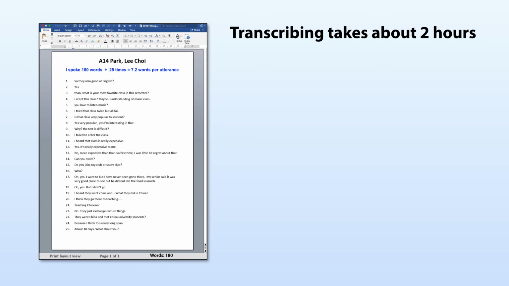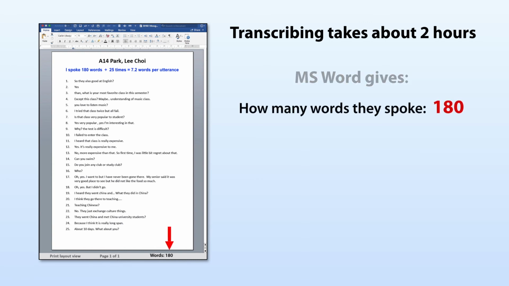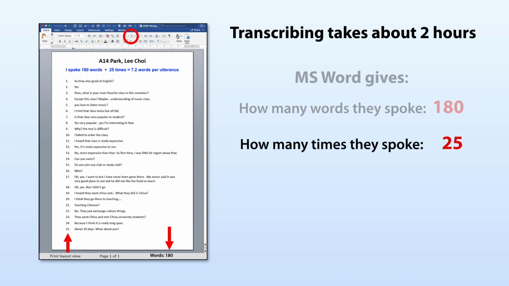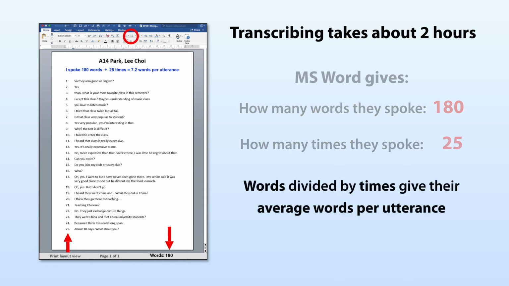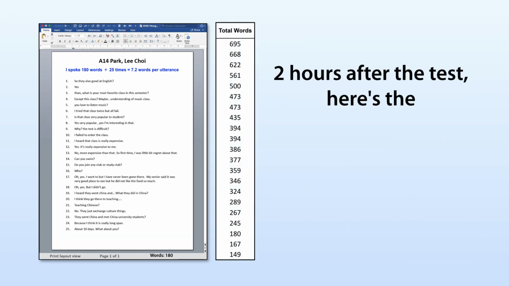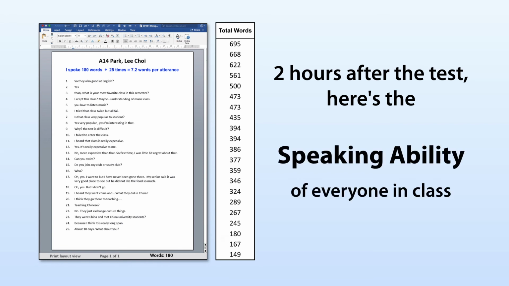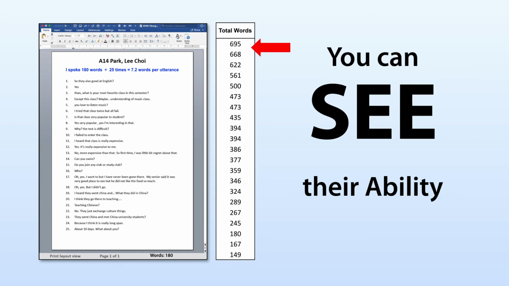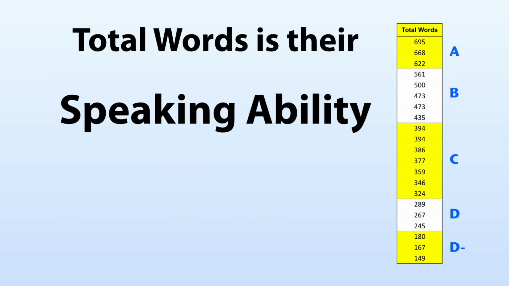Transcribing takes about 2 hours. MS Word gives how many words they spoke, how many times they spoke. Words divided by times gives their average words per utterance. 2 hours after the test, here's the speaking ability of everyone in class. You can see their ability. Total words is their speaking ability.